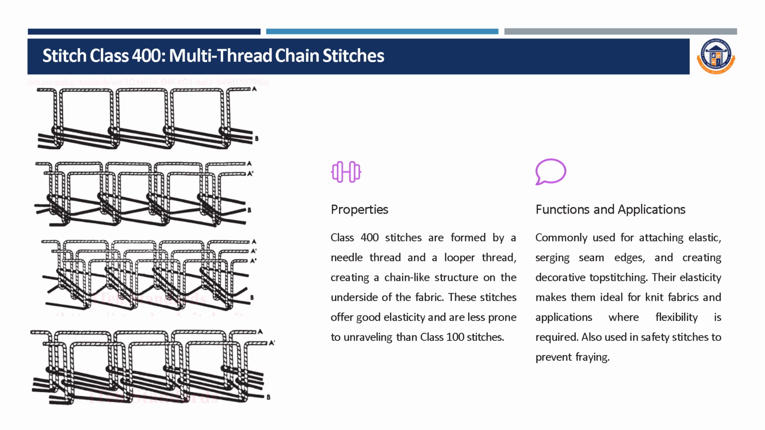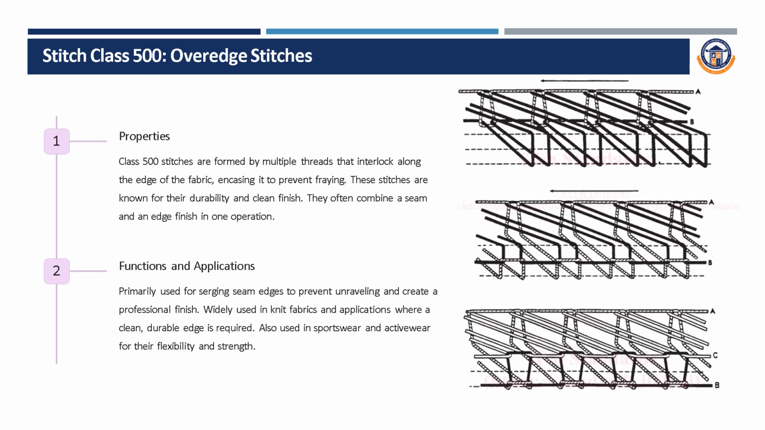Function of these multi-thread chain stitches: they are commonly used for attaching elastic, serging seam edges and creating a decorative top stitching. Their elasticity makes them ideal for knit fabric applications where flexibility is required. Also used in safety stitches to prevent fraying.